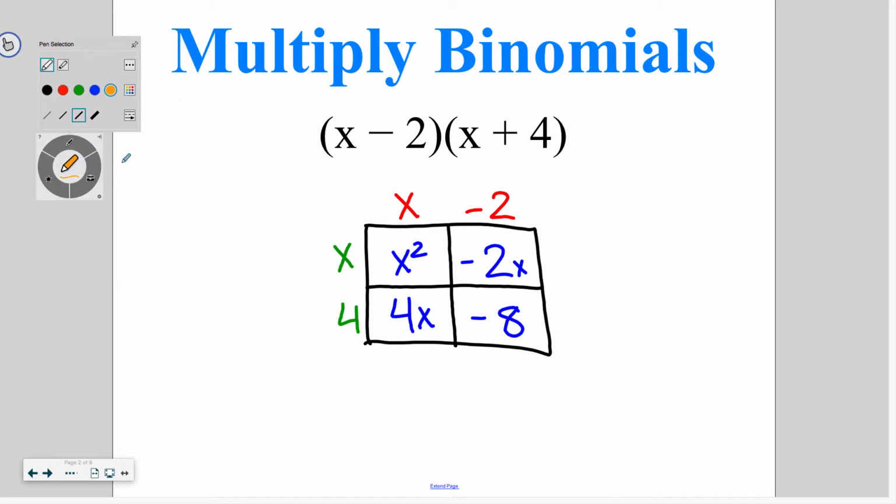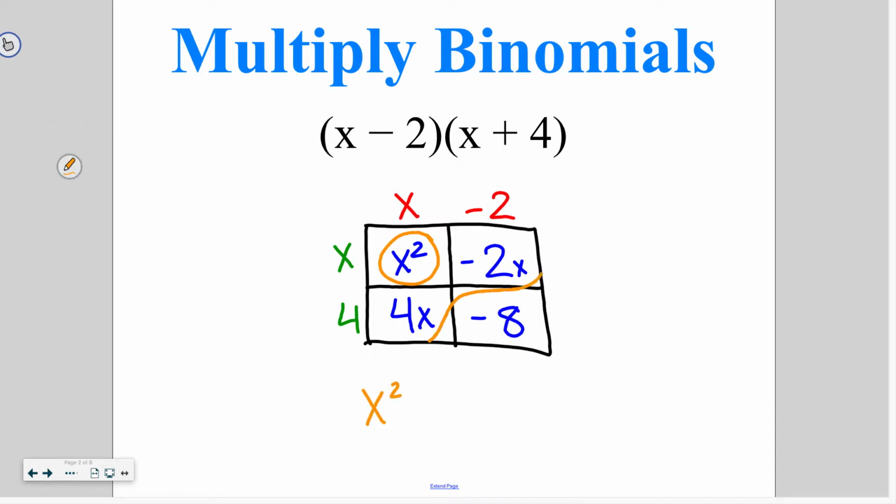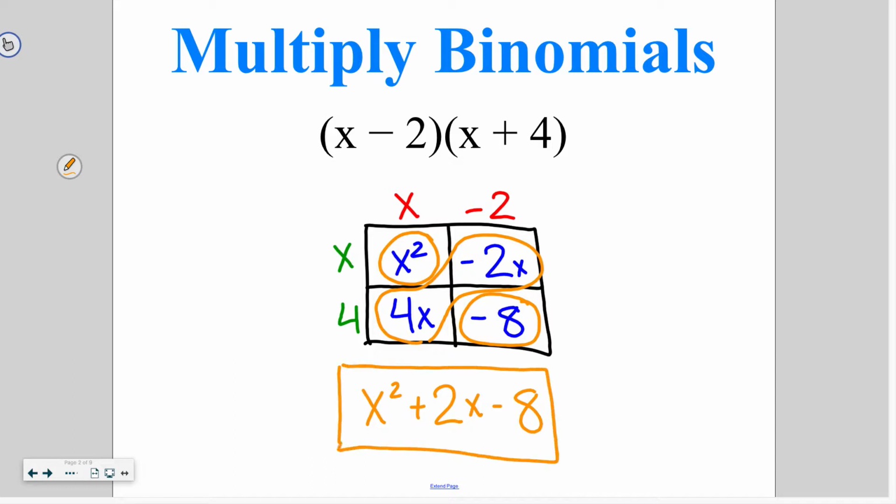So we're looking for like terms. So x squared is by itself. Then we've got a +4x and a -2x. So 4x's minus 2x's gives me +2x's. And then we've got -8 all by itself. So our final answer is x squared plus 2x minus 8.